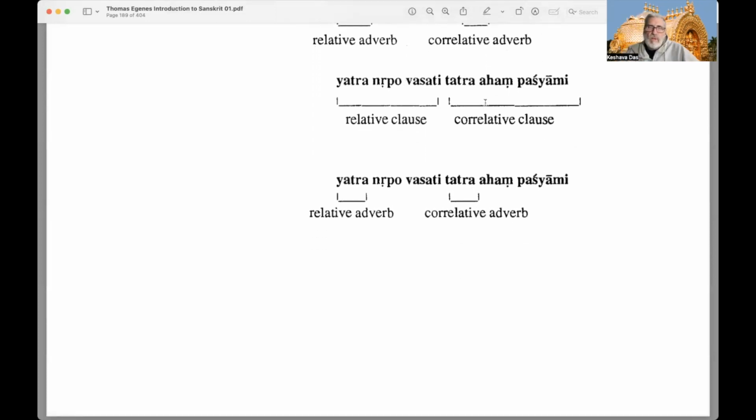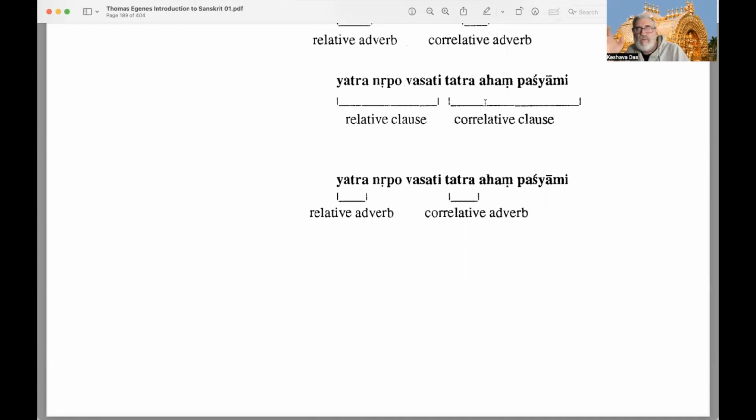Following the general rule that he says up here, first of all the subordinate clause or the relative clause comes first, and second the primary clause comes. So we have here, yatra nripo vasati, tatra aham pashyami. If we're going to parse this and translate this, first of all, we should look at the main clause.